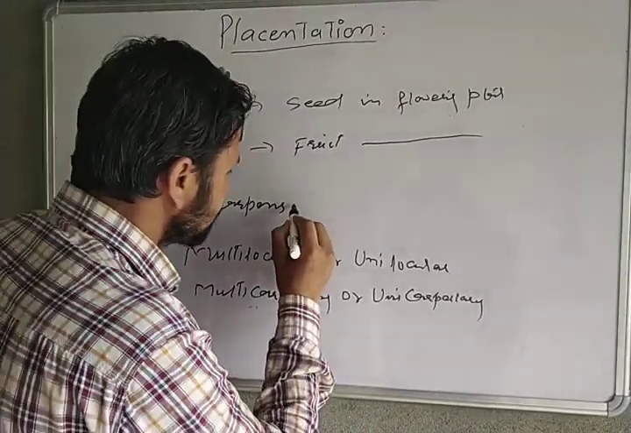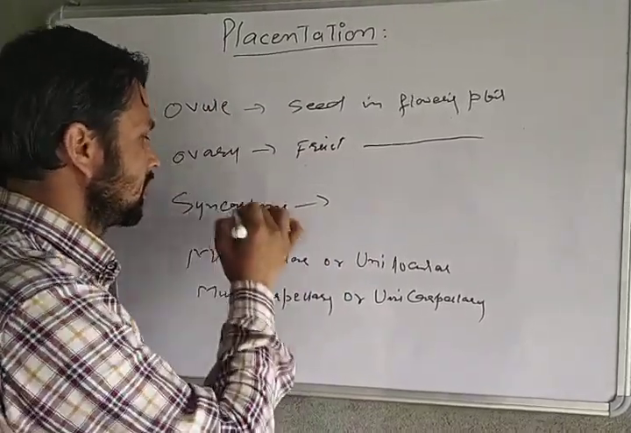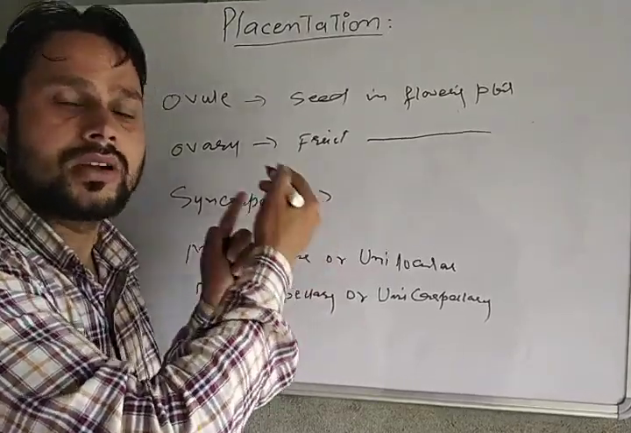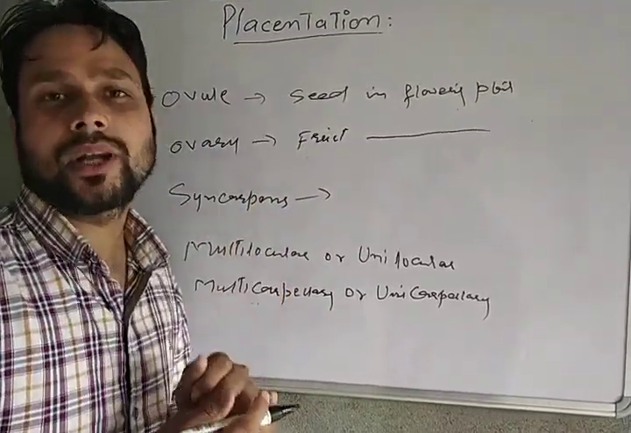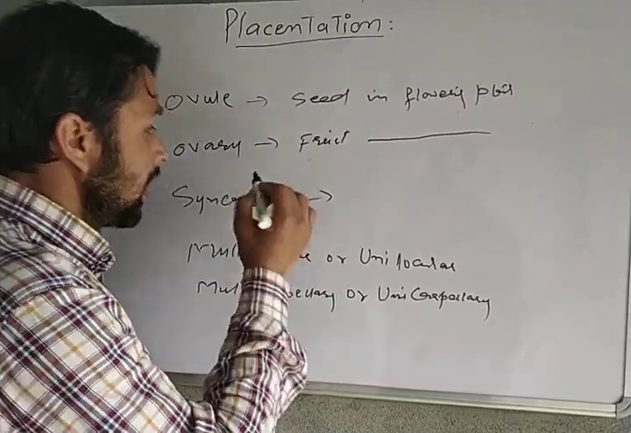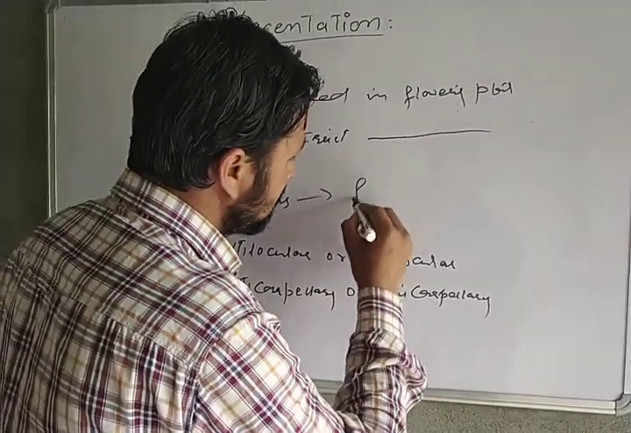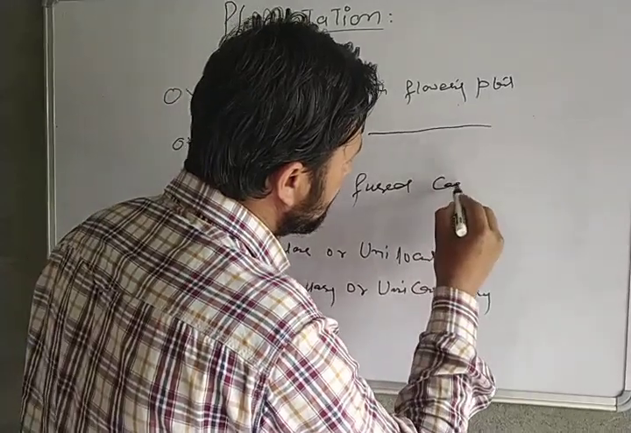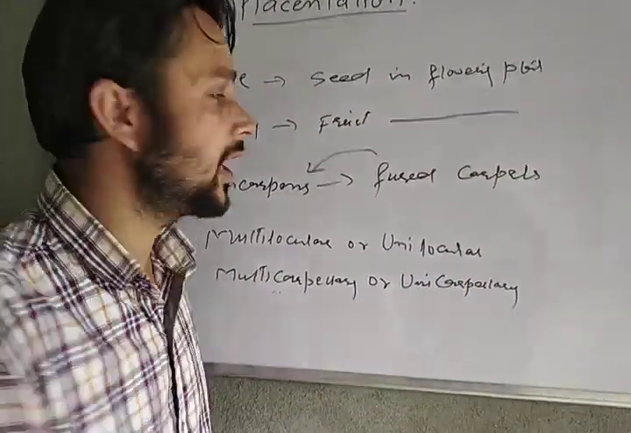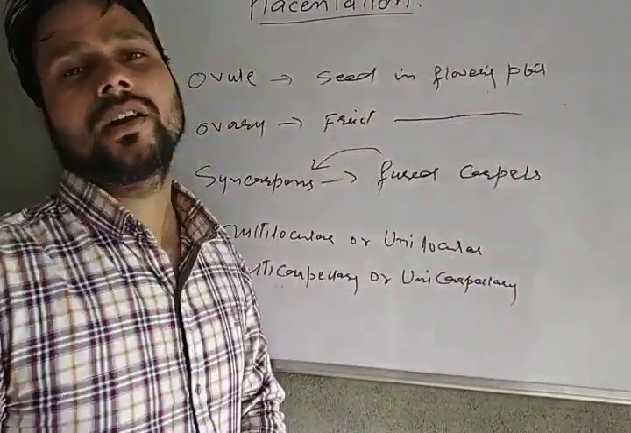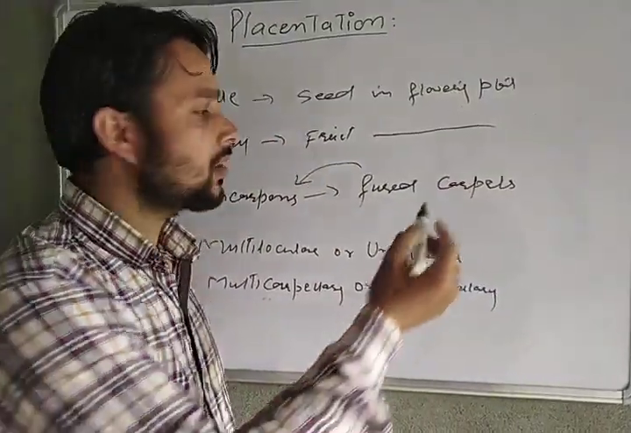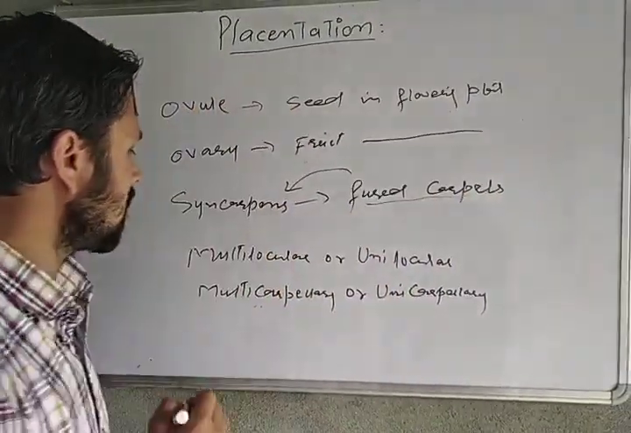Now, what is syncarpous? With reference to the carpel, because carpel is the unit member of gynoecium, and gynoecium is the female reproductive part of a flower. If these carpels are fused, it is called syncarpous condition, and when they remain free, that's called apocarpous condition. Here, syncarpous condition means fused carpels.